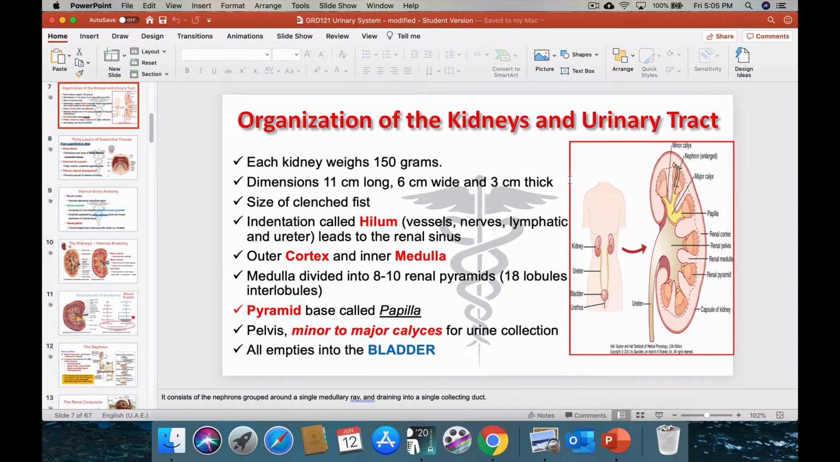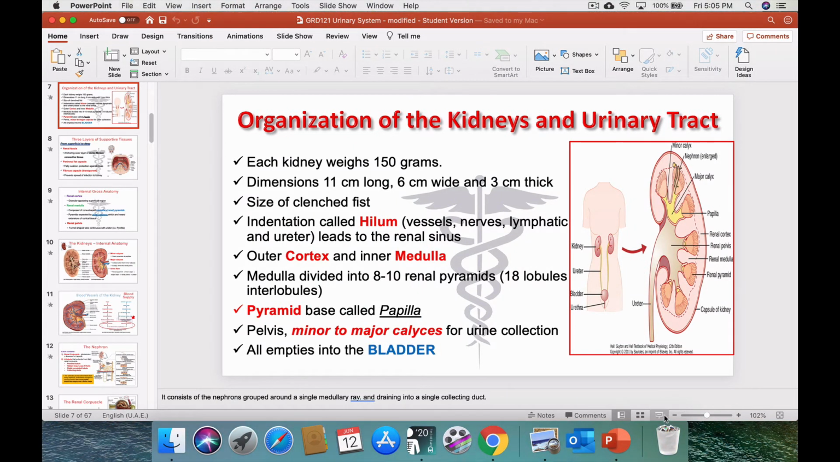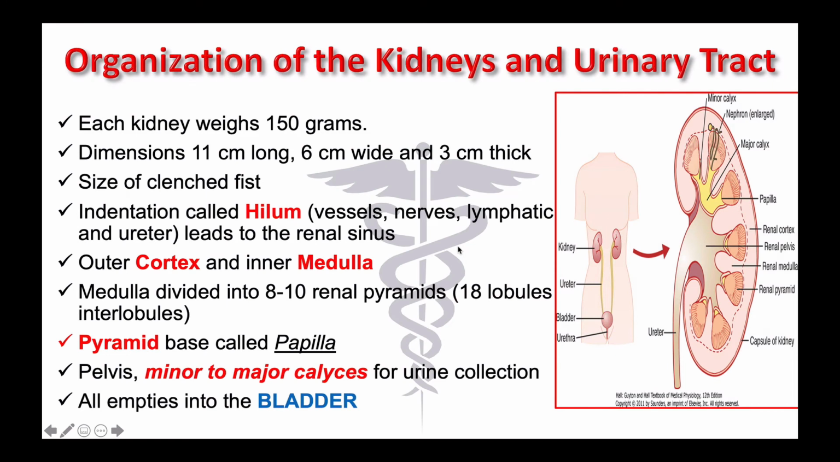Okay, now we are going to check about each kidney. So each kidney weighs around 150 grams, which is 11 by 6 by 3, that is 11 centimeters long, 6 centimeters wide, and 3 centimeters thick. Okay, it's the size of a clenched fist. The indentation is called the hilum. This is the hilum, where the ureter, renal artery, and renal vein enter. Okay, and the outermost layer is the cortex, and the inner area is called the medulla.